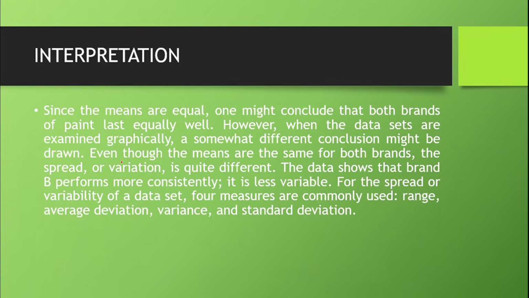So, in interpretation, since the means are equal, one might conclude that both brands of paint last equally well. However, when the data sets are examined graphically, a somewhat different conclusion might be drawn. Even though the means are the same for both brands, the spread or variation is quite different. The data shows that brand B performs more consistently; it is less variable. For the spread or variability of a dataset, there are four measures of dispersion that are commonly used, which are the range, average deviation, variance, and standard deviation.